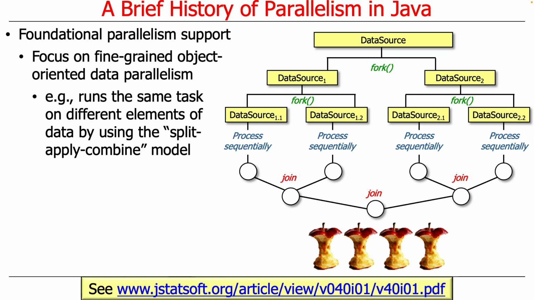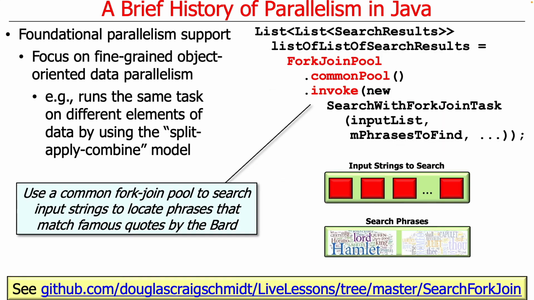And the way this works is it uses the split, apply, combine model, and that's kind of what you write in the compute method that you override from RecursiveTask or RecursiveAction and whatnot. And you fill in what happens when there's a small number or one element left. That's the base case. And then otherwise, you split up into chunks. So that's the split, apply, combine model. You can read more about that parallel processing model here.